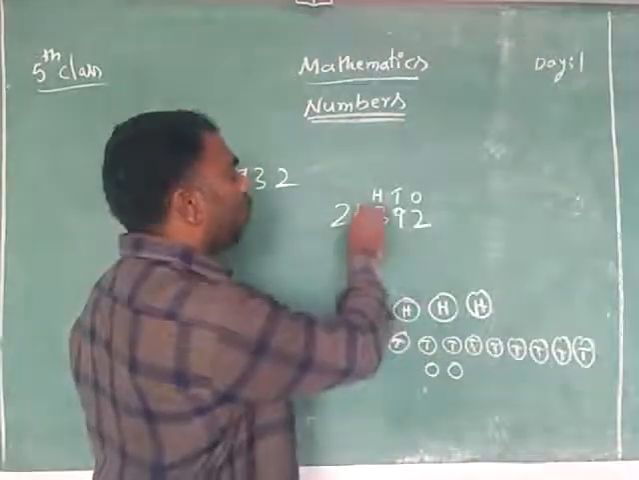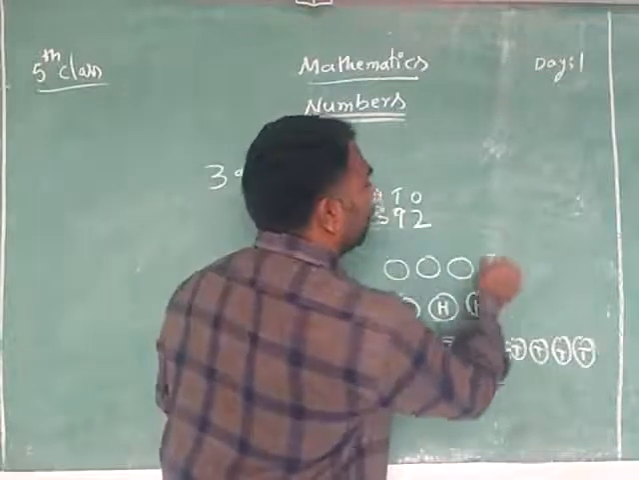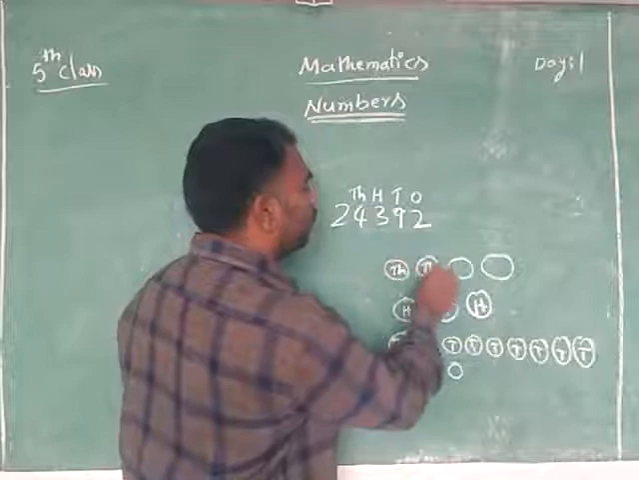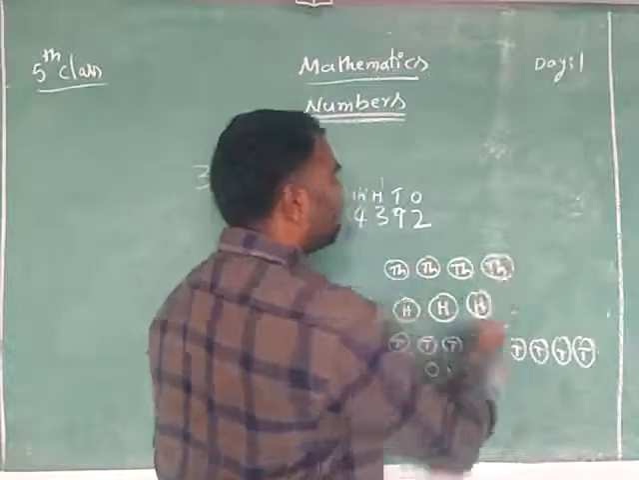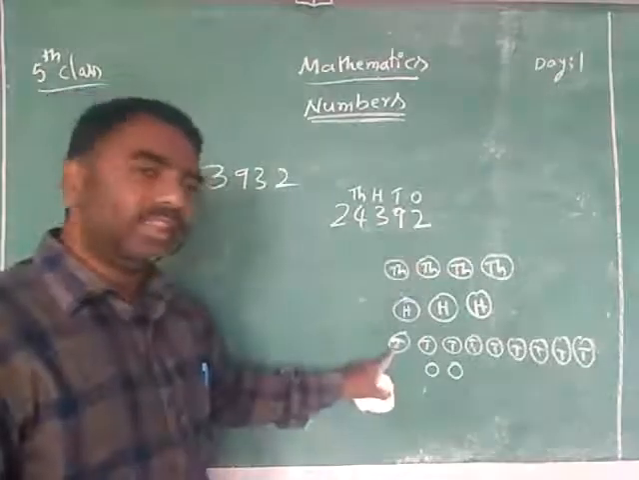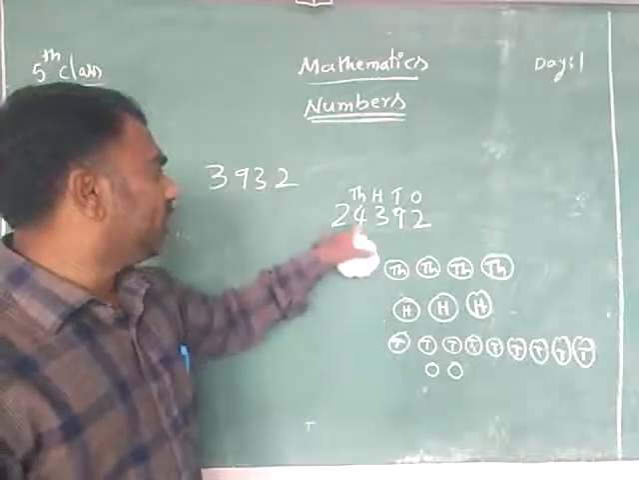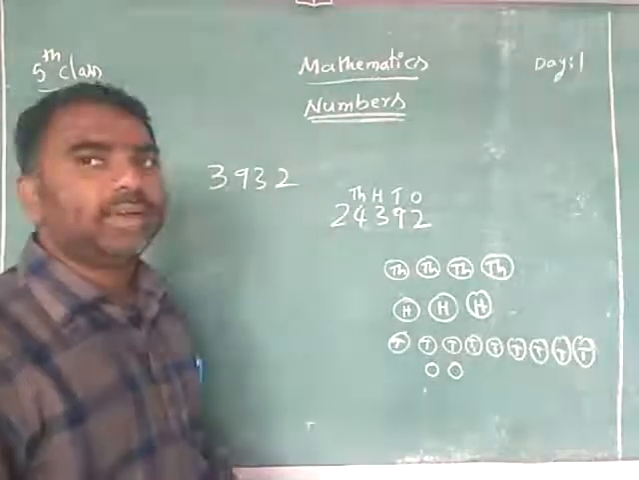Next, 4 is in the thousands place. Means there are 4 other packets, and in each packet 1000 chocolates are there. Only 2 chocolates are loose. 9 packets have 10 chocolates each. 3 packets have 100 chocolates each. 4 packets have 1000 chocolates each.